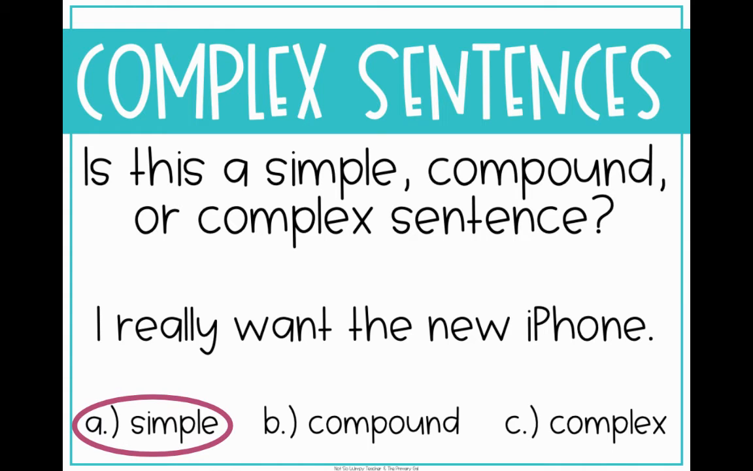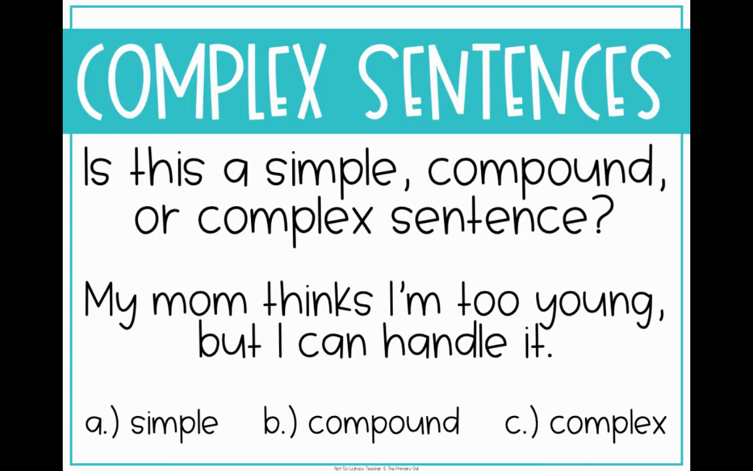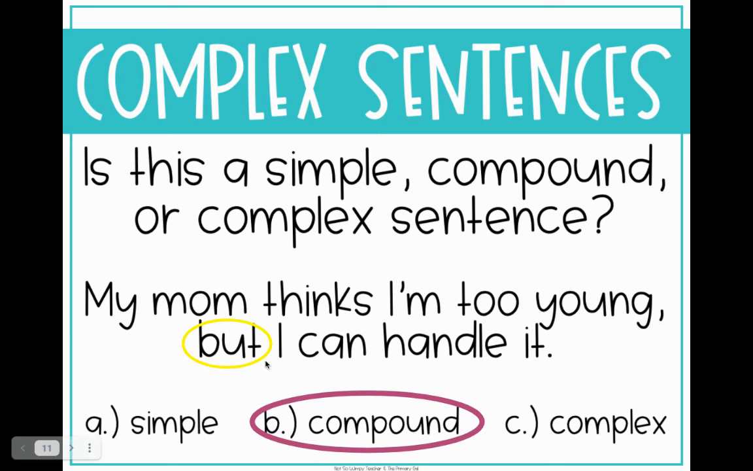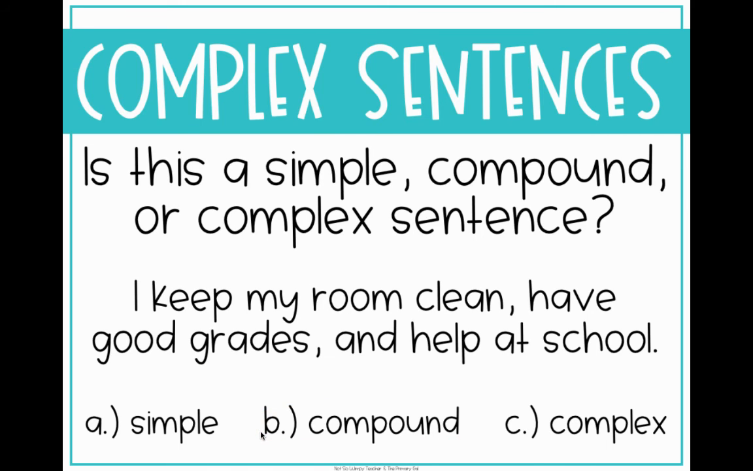This is an example of a simple sentence. My mom thinks I'm too young, but I can handle it. This is an example of a compound sentence. My mom thinks I'm too young. That is a complete, independent clause. I can handle it is also a complete, independent clause, but they're joined together with the conjunction but, so that makes it a compound sentence.